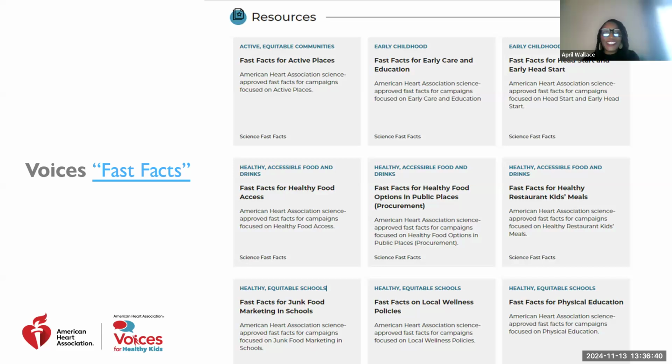So these documents provide facts from up-to-date studies and fast facts. They're written in consumer-friendly language. And so again, this helps to reduce your time spent doing research, but also provides the science approved data powered by the American Heart Association. Next slide, please.